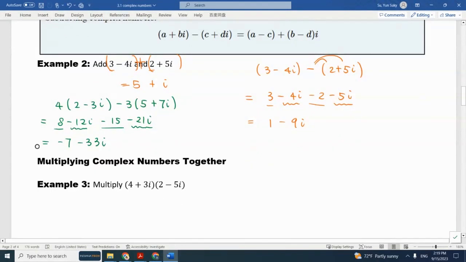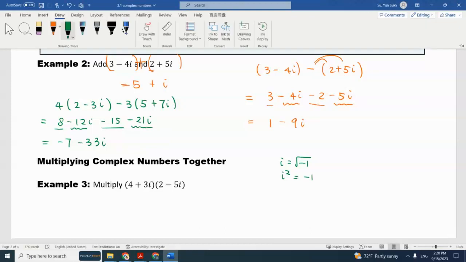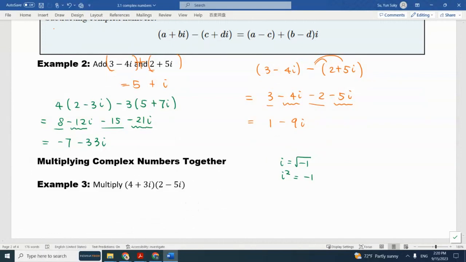Okay, now let's multiply complex numbers together. So you use the rule that I is square root of minus 1, then I squared will be minus 1. So you use this rule. Okay. Now let's multiply them. Multiply the 4 first. What's 4 times 2? 8. 4 times negative 5i.